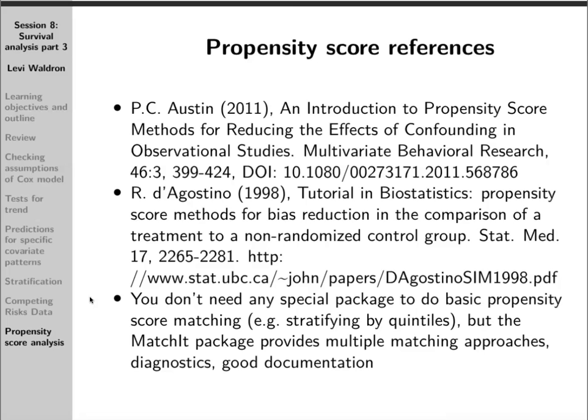But it might be easier using the MatchIt package that will provide multiple matching approaches, diagnostics, and good documentation. They have several so-called package vignettes, which are these long format documentations, a little user manual, if you will, or a booklet.